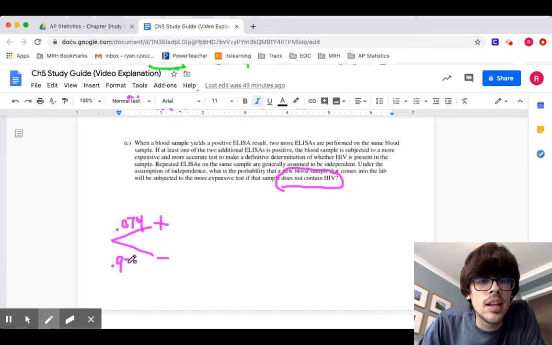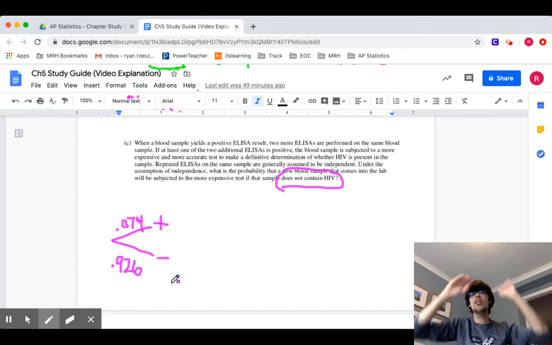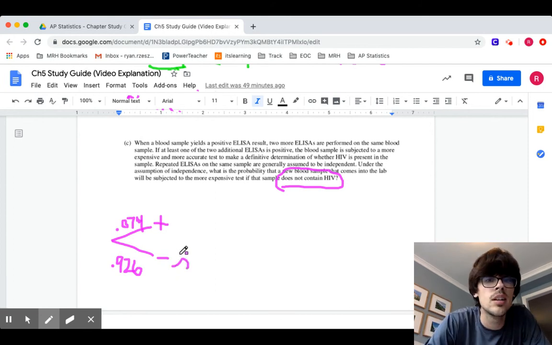And if I get a negative test, I'm good. They're not going to test me anymore. I'm just happy. Oh yeah, I'm cool. So this part of the tree doesn't really matter to us anymore. That doesn't really do anything.